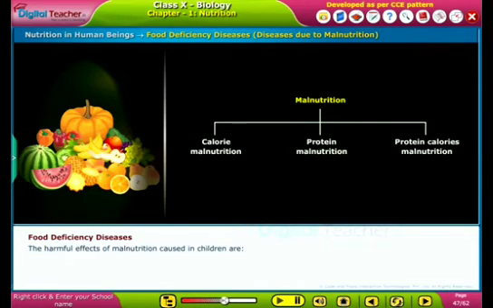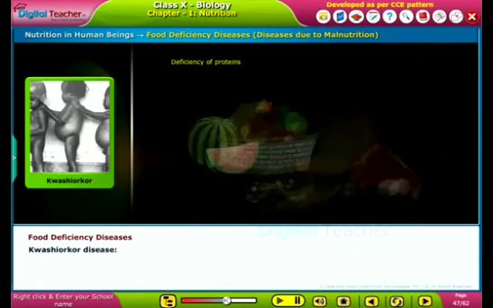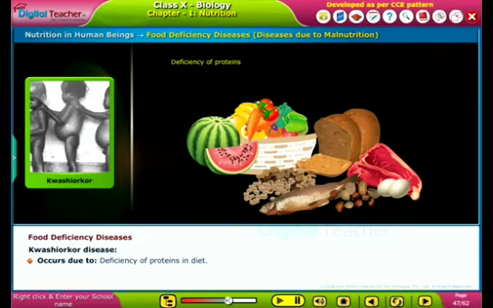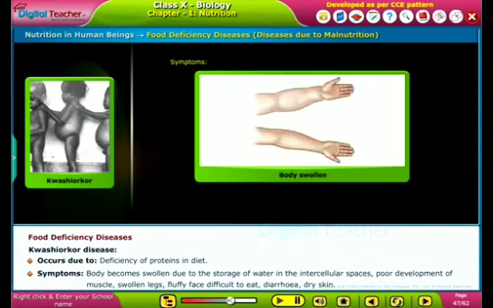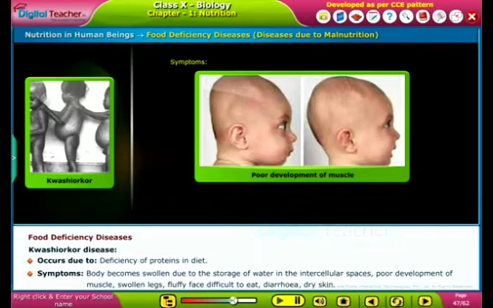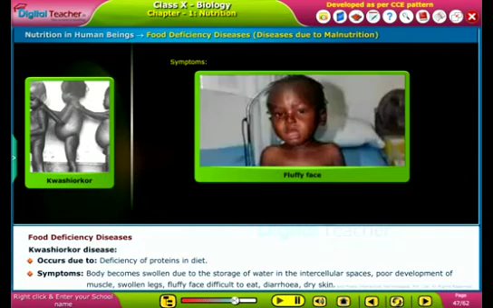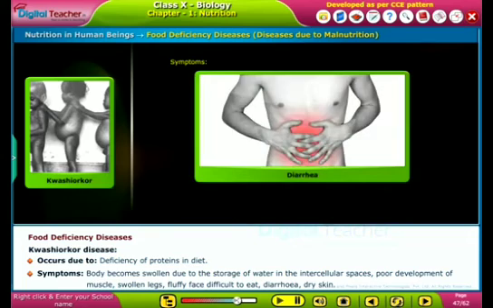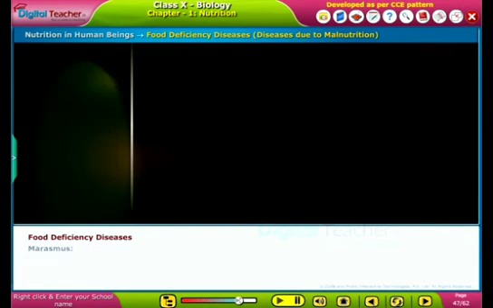The harmful effects of malnutrition caused in children: Kwashiorkor disease occurs due to deficiency of proteins in the diet. Symptoms: the body becomes swollen due to the shortage of water in the intercellular spaces, poor development of muscle, swollen legs, fluffy face, difficulty in eating, diarrhea, dry skin.